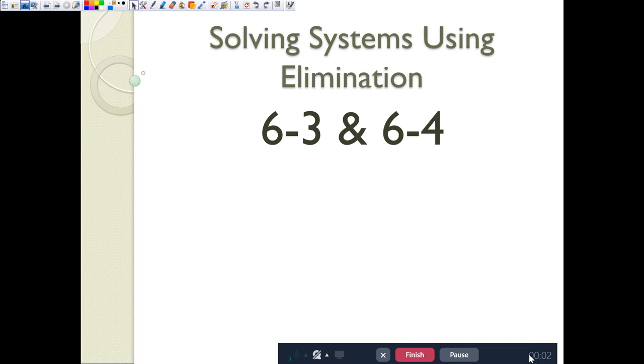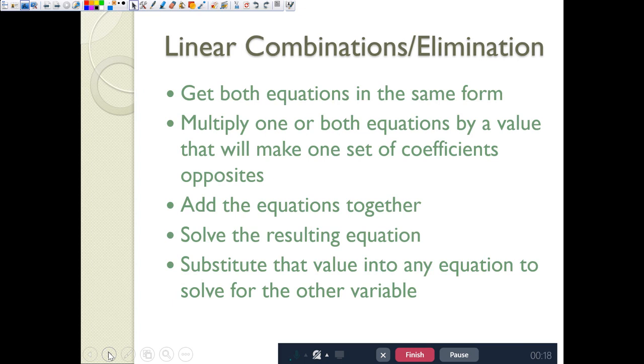So we've already solved systems by graphing and by substitution. This is our new method. It's going to be called elimination. And basically what we're going to be doing is eliminating one of the variables. And that's why it's called elimination. So linear combinations or elimination, because we're going to be combining our two equations. That's why it's called combination as well.